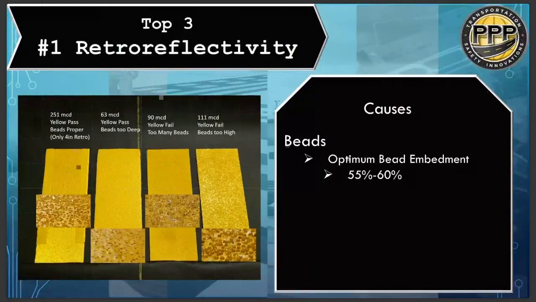And then on the far right, you basically have beads that are under embedded. While they may be bright enough to pass an initial standard, it likely won't last very long. You will have one of those poor markings that we saw previously. So embedment is probably the number one factor that leads to diminished retroreflectivity.